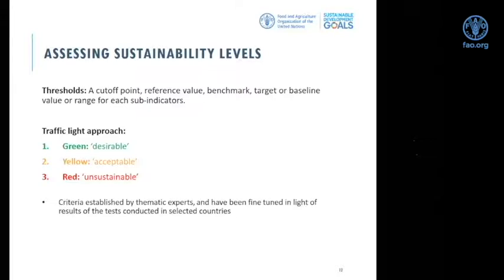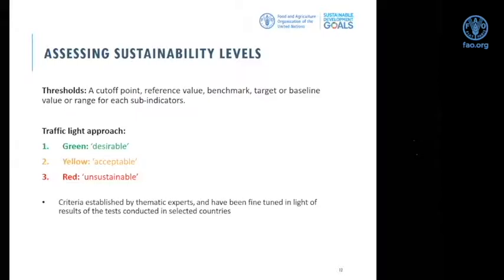The concept of sustainability implies an idea of continuous progress and improvement towards better performances across all themes, while such performances can therefore be more or less sustainable. In order to capture the concept of continuous progress towards sustainability, a traffic light approach is proposed for SDG 2.4.1, in which three sustainability levels are considered for each sub-indicator. Green is considered as desirable, yellow is considered as acceptable, and red is considered as unsustainable.